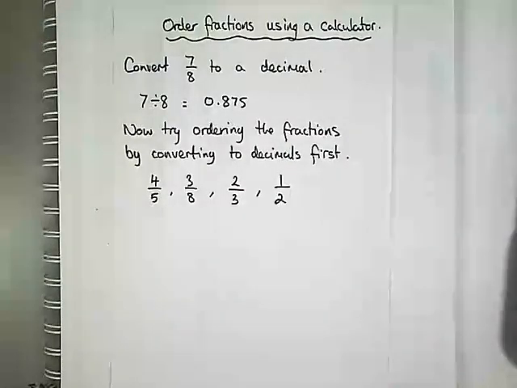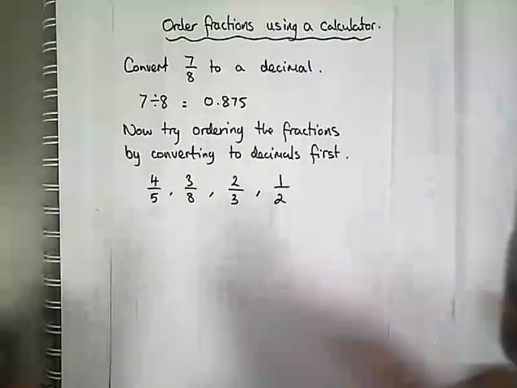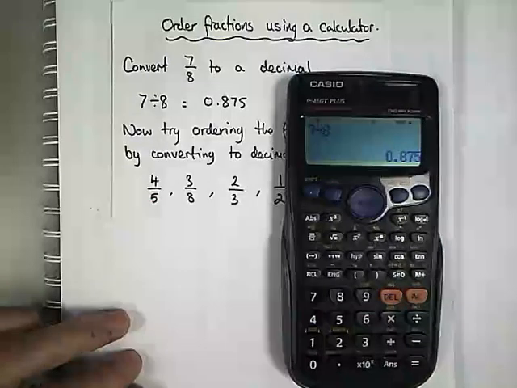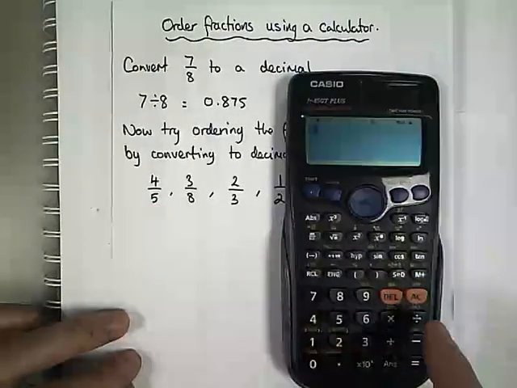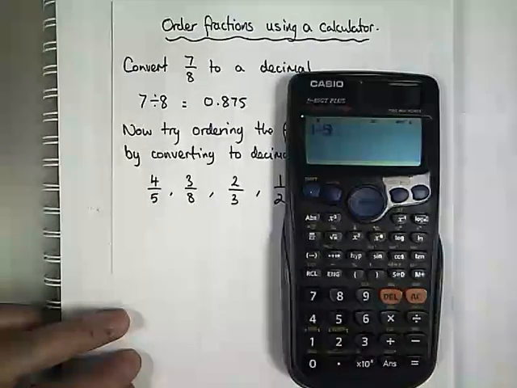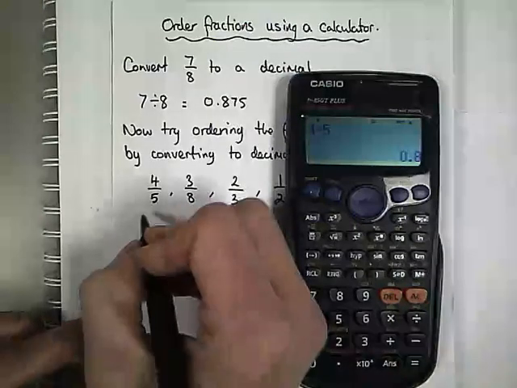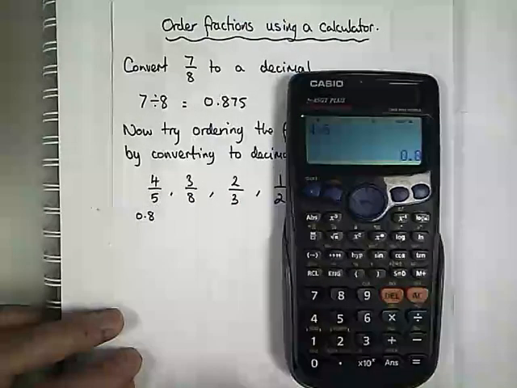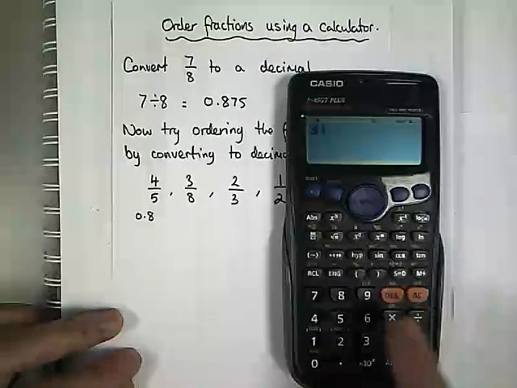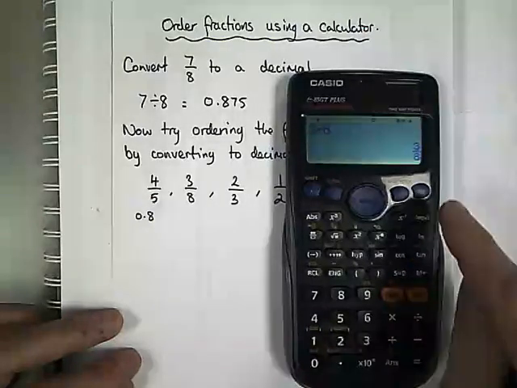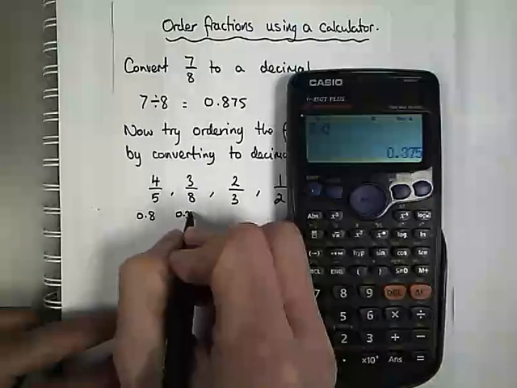Okay, so what I'm going to do is I'm going to convert these to decimals first. That's my first step. Here's my calculator. First question, 4 divided by 5, so 4 divided by 5 equals 4/5. Change it to a decimal, so I get 0.8. So 4/5 is the same as 0.8. Let's do the next one, 3/8. 3 divided by 8 equals 3/8. Change it to a decimal, 0.375.